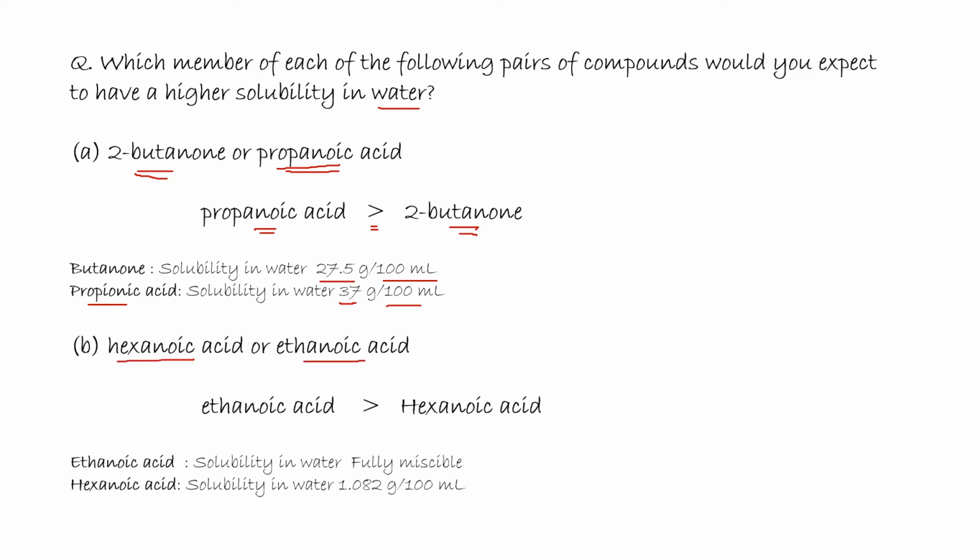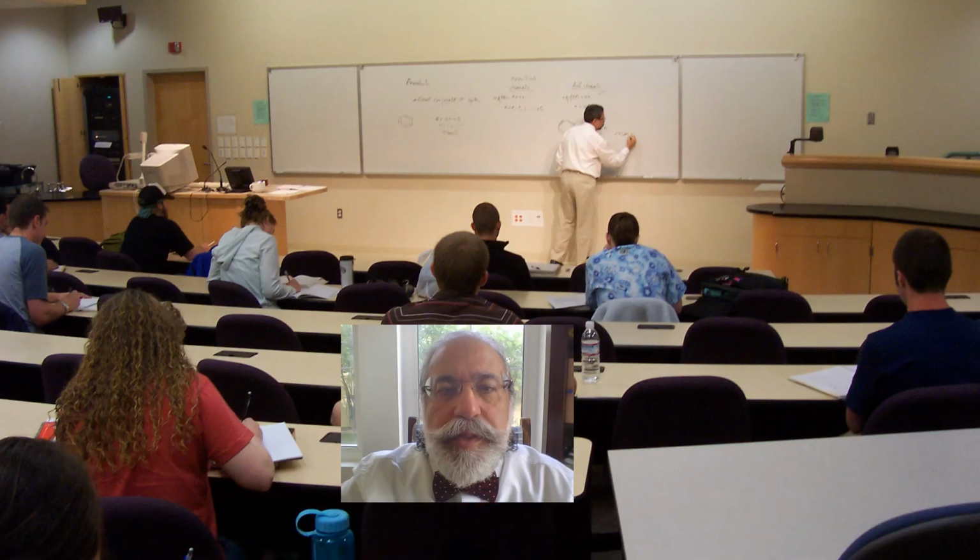Hexanoic or ethanoic? Of course, ethanoic, because hexanoic has a long chain hydrocarbon. So the ethanoic acid will be fully miscible with water, while hexanoic solubility is 1.082 gram per 100 milliliter of water. See you next lecture.